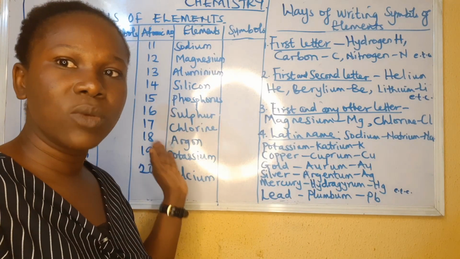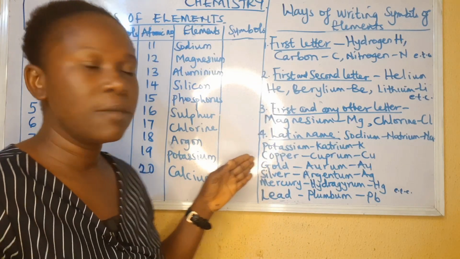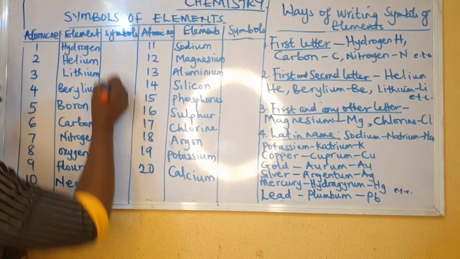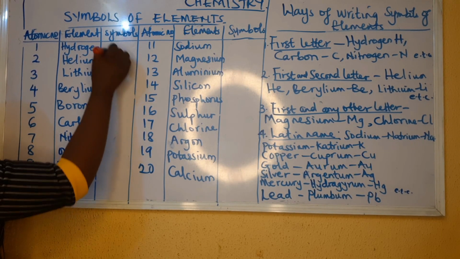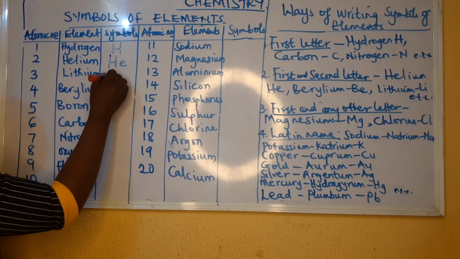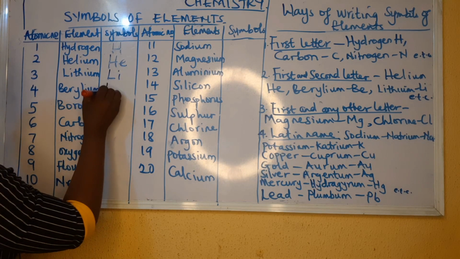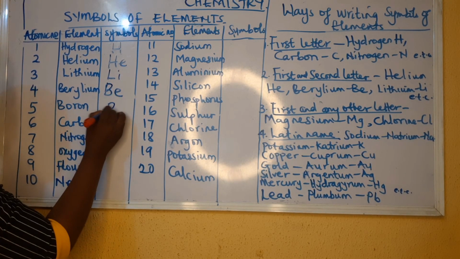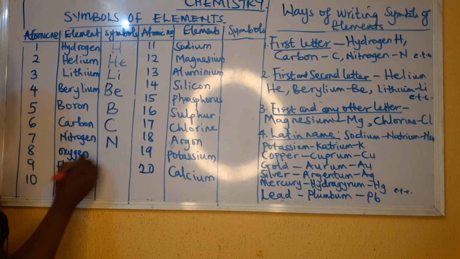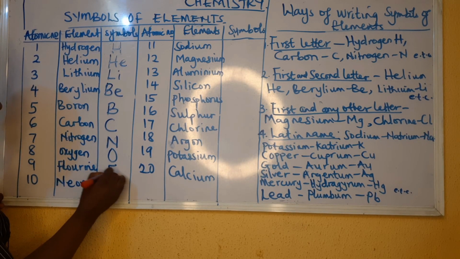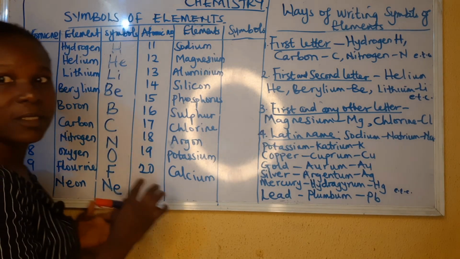So let's quickly look at the first 20 elements here and try to use these 4 methods to fill in their symbols. So let's start with hydrogen. Hydrogen here has the first letter, which is capital. Then we have helium, first and second letter. Then lithium, first and second letter. First in capital, the second in small letter. Then we have beryllium, Be. Boron, just B. So this represents the first method. Carbon, C. Nitrogen, N. Oxygen, O. F is for fluorine, and neon is Ne. First letter in capital, while the second letter is in small letter.